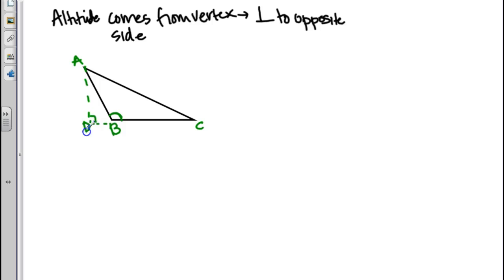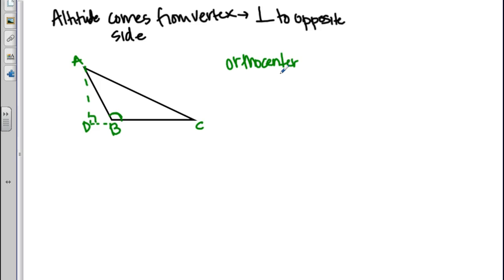So AD would be the altitude, or the height, of that triangle. Where the three altitudes meet is called the orthocenter. You can see sometimes they would be on the inside and sometimes they would be on the outside. Sometimes you have to extend your lines. So where they meet is called the orthocenter.